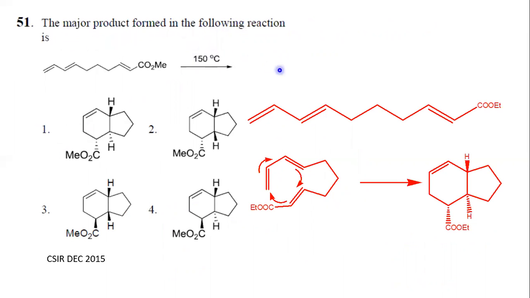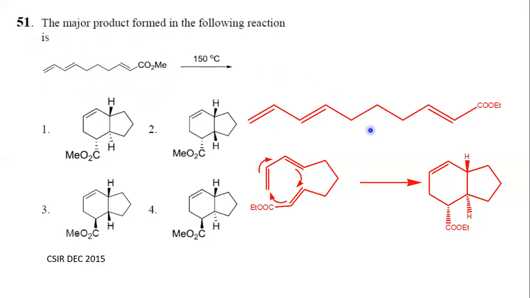The next question: the major product formed in the following reaction, where the substrate is given under thermal conditions, or at 150 degrees centigrade. You need to heat this molecule. This is an example of an intramolecular Diels-Alder reaction, where we have a conjugated diene and a dienophile. This is a dienophile which is activated, an alkene is there. Now we need to do the cycloaddition reaction, an intramolecular cycloaddition.